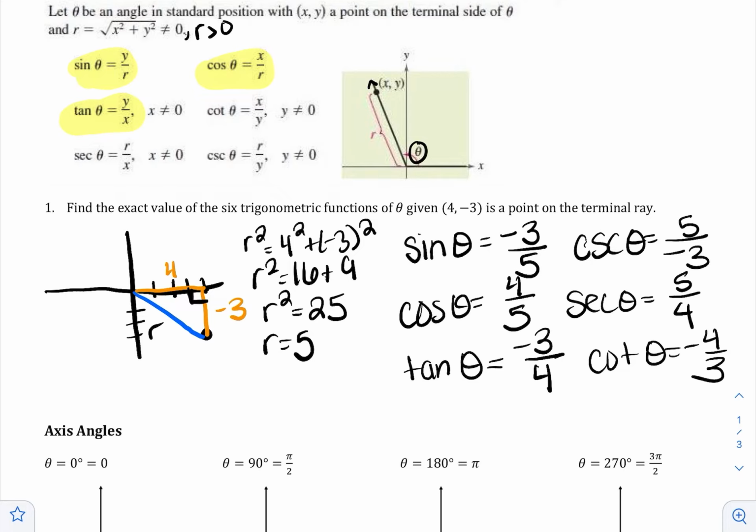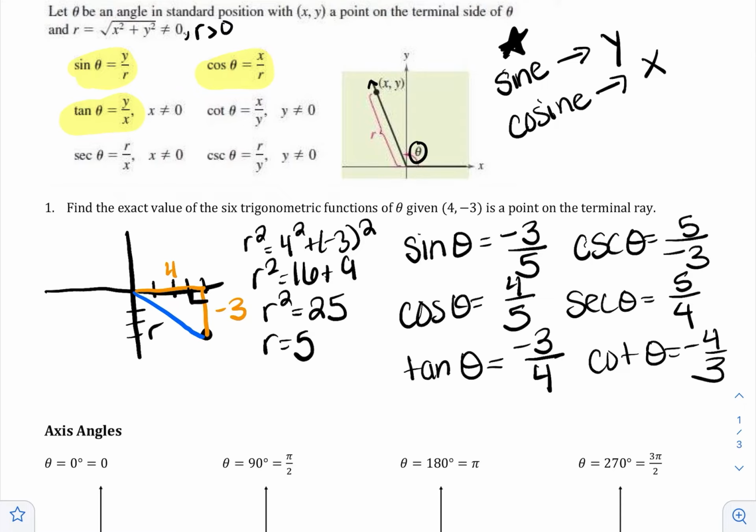So what I want you to remember really, and I'm going to put a little star here, is that the sine is associated to the y, and the cosine is associated to the x. It's going to be very useful as we move forward.